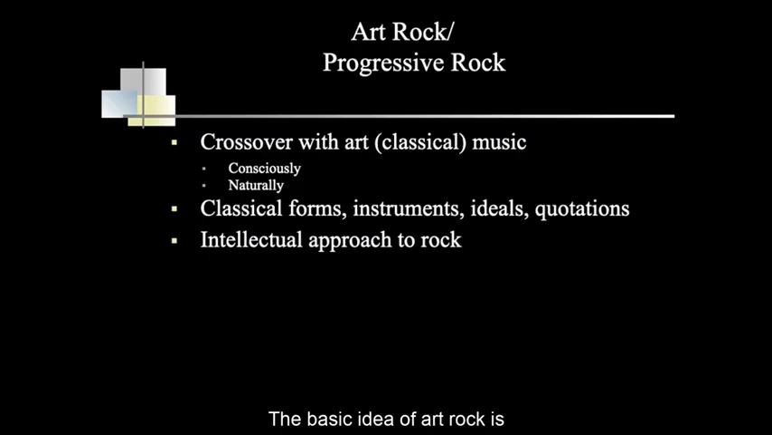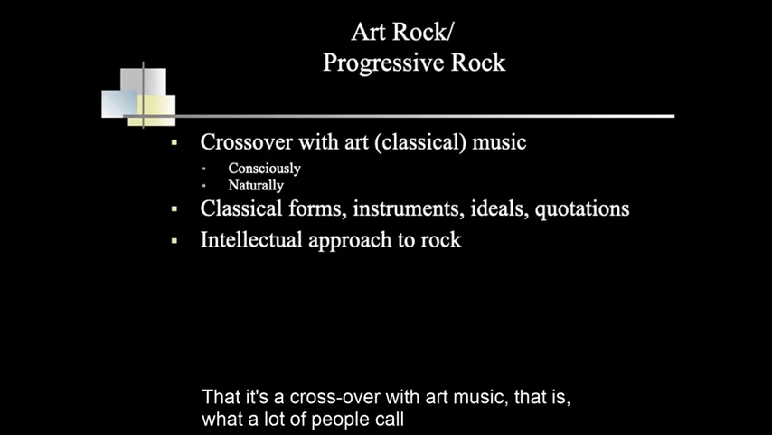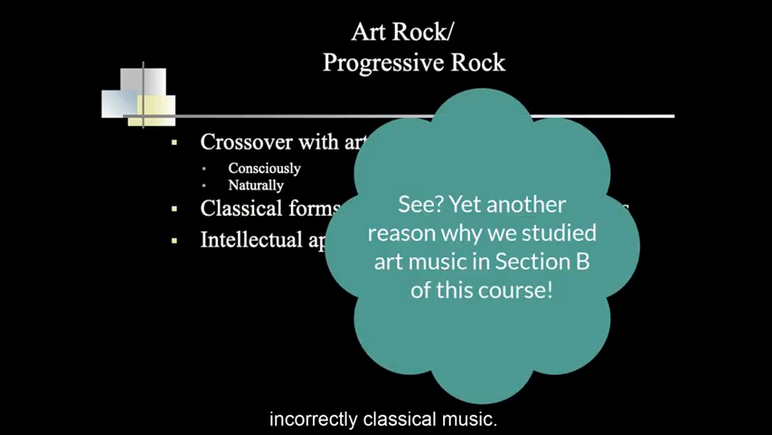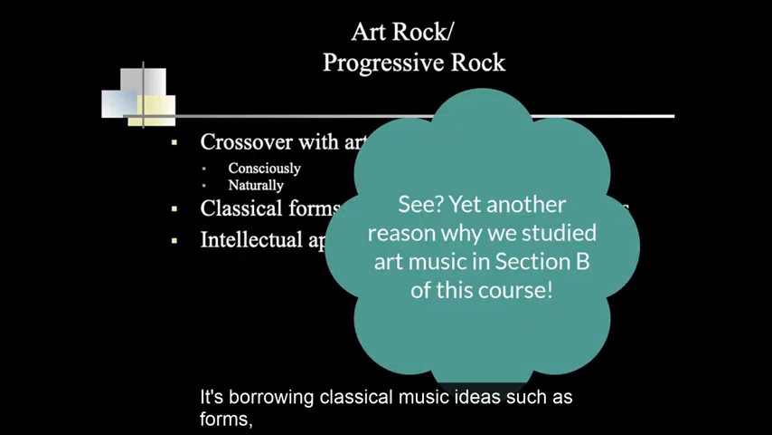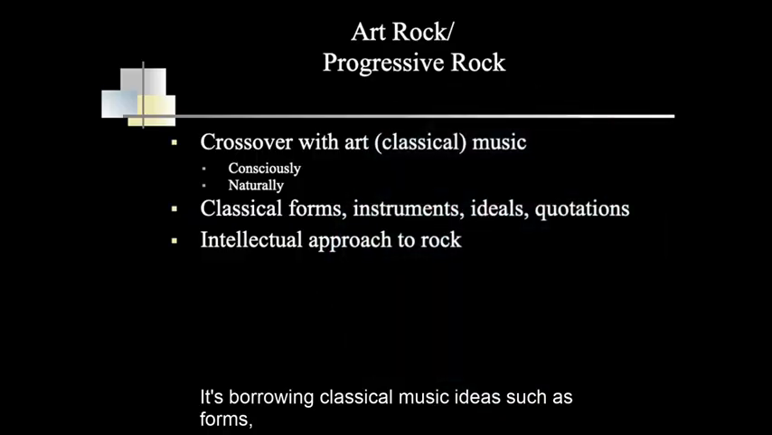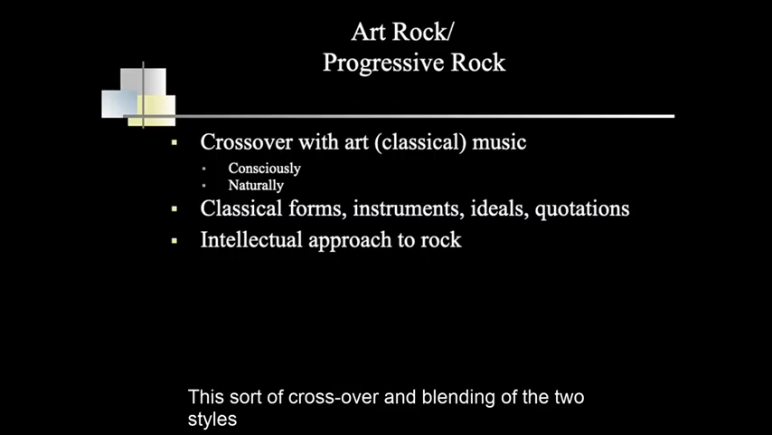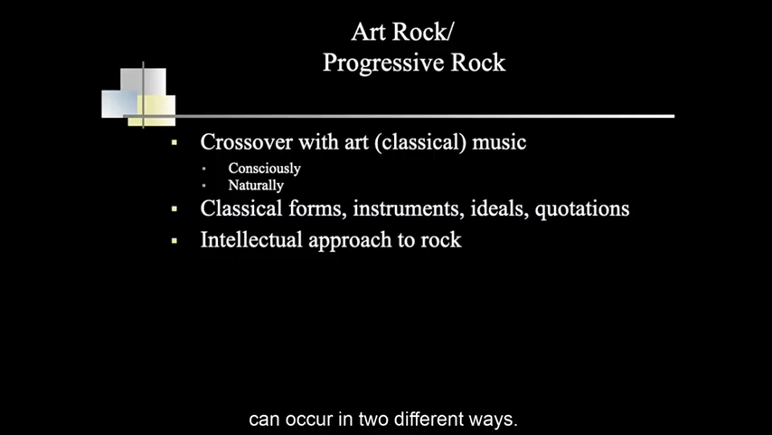The basic idea of art rock is that it's a crossover with art music. That is what a lot of people call, incorrectly, classical music. It's borrowing classical music ideas, such as forms, instruments, ideals, and even musical quotations. This sort of crossover and blending of the two styles can occur in two different ways.